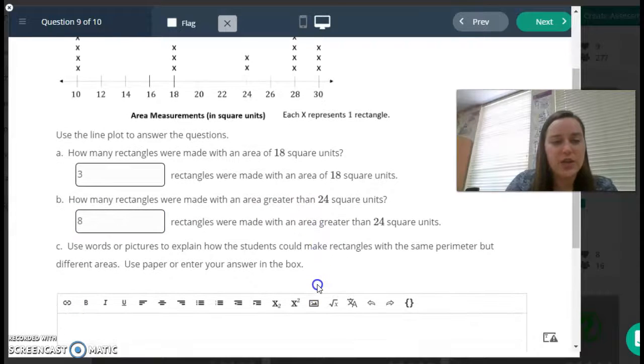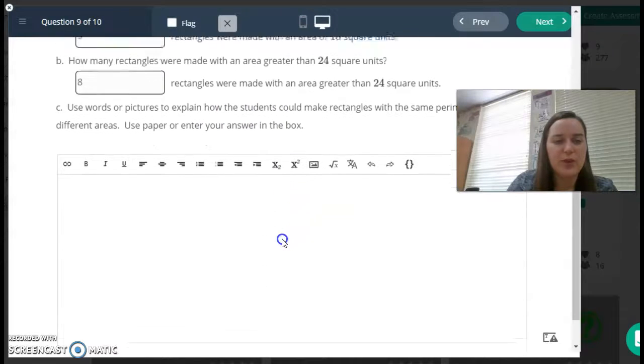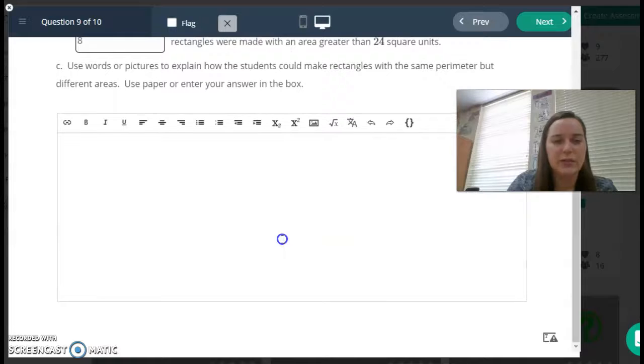Okay, last one. Use words or pictures to explain how the students could make rectangles with the same perimeter but different areas. Use paper or enter your answer in the box. Okay, so for this, I'm going to give you a few ways to do this. You can type up something. You can look at ways to draw it. Which does not look like you can answer any shapes.